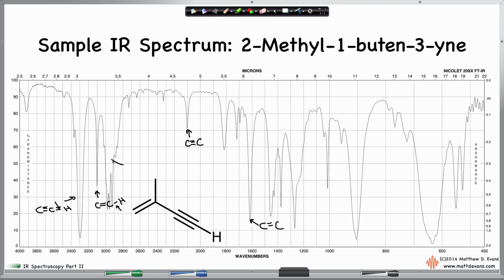Once again, this absorption, every organic molecule has this, not so useful in our analysis. And of course, this region down here is the fingerprint region. So this is a molecule that contains all the above. It contains single bonds, a double bond and a triple bond, and we can spot these pretty easily in the infrared spectrum.